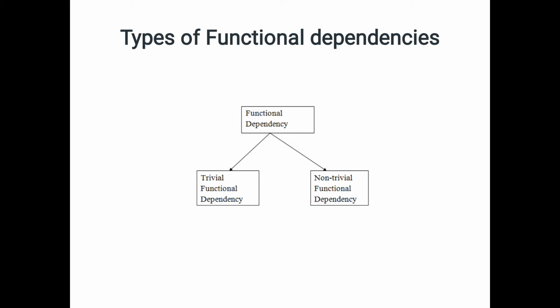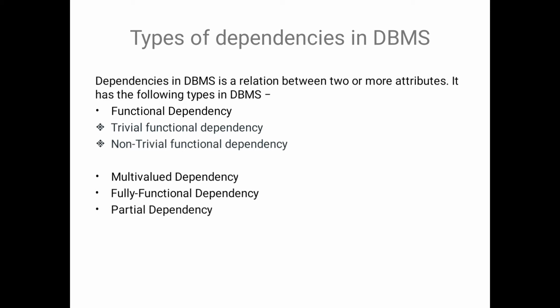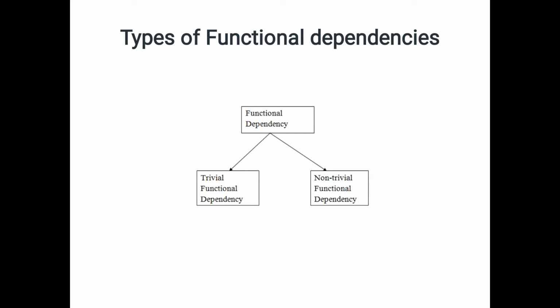Actually, the functional dependency is one type of dependency in DBMS. The other dependencies are multi-valued dependency, fully functional dependency, and partial dependency. In the previous sessions we covered the meaning of multi-valued, how to identify multi-valued dependencies, fully functional dependencies and partial functional dependencies. In today's session we will concentrate on the different types of functional dependencies.